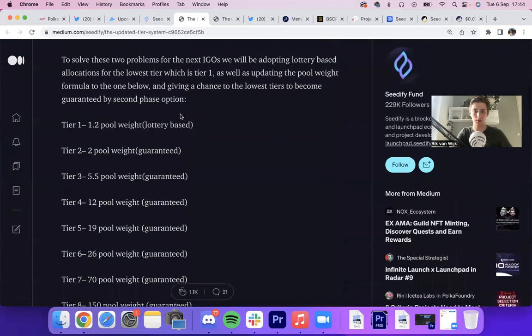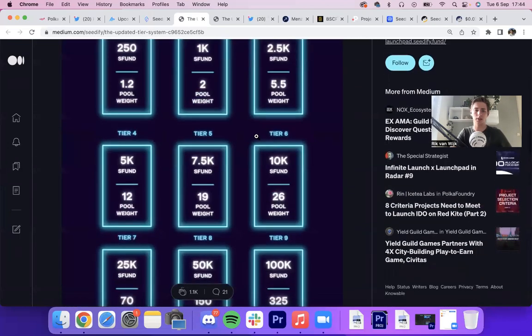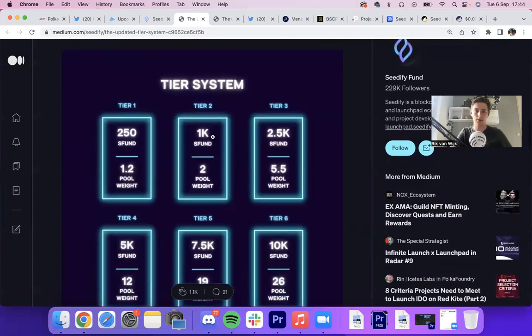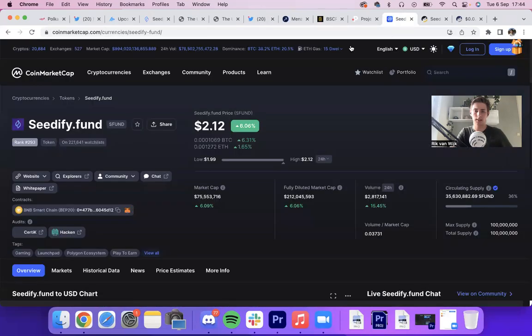I think most of these are lottery. No, only the first one is lottery, right? If tier 2 is okay, you can get tier 2. You have a 2 pool weight. You have a guaranteed allocation. I mean, that stuff is solid, right? You can go for that. You can actually, and it's 1,000 Seedify. So that's still quite pricey, but it's affordable, respectively.